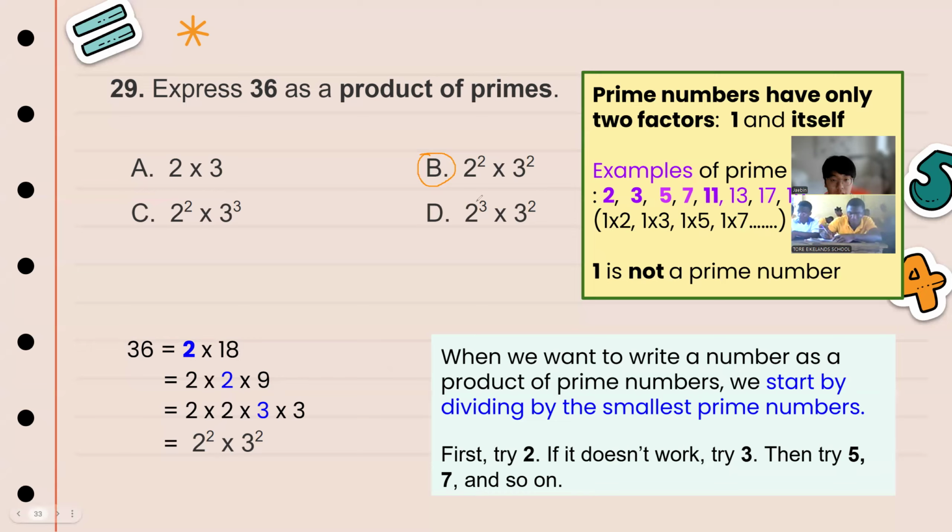That's why we got this answer B here. There are 2 times 2 and 3 times 3. Great job in answering this question.